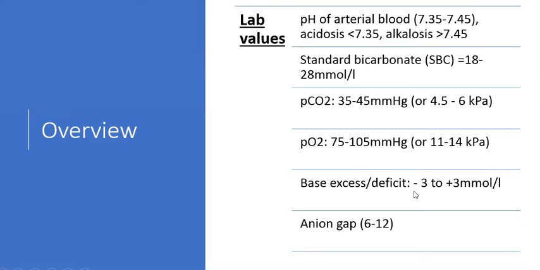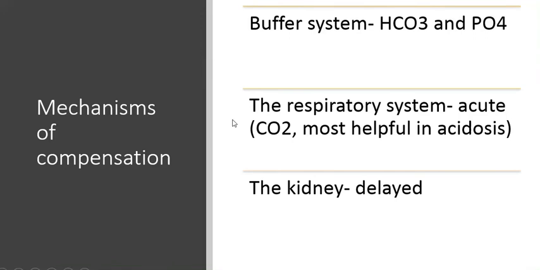base excess, which is not so clinically relevant, but you have to know, it's just basically the concentration of titrable base needed to titrate blood to pH 7.4 at 37 degrees, while partial pressure of carbon dioxide is held constant at 40 millimeter mercury. That's what base excess is. Usually ranges between -3 to +3. And then there is an anion gap. I'll tell you what anion gap is shortly. Please try to memorize these lab figures. They are so easy to memorize.